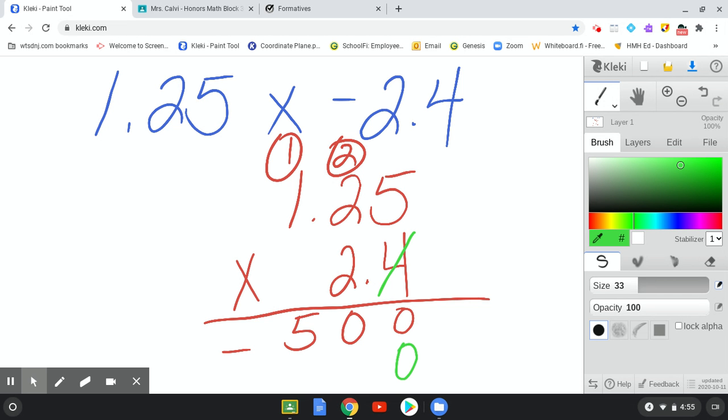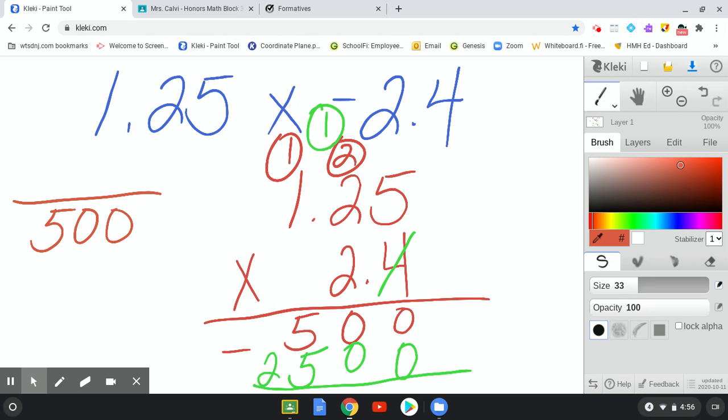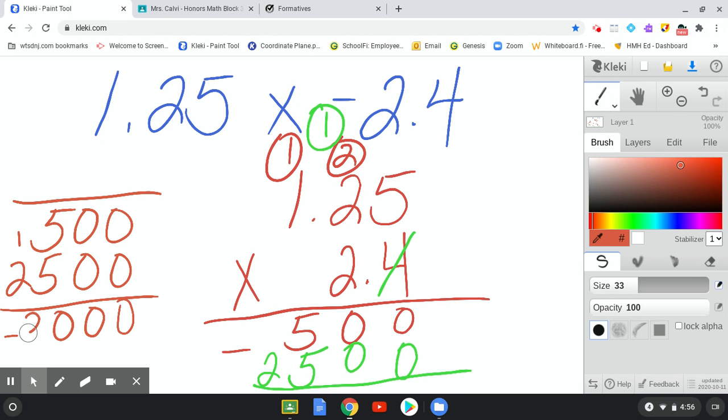I need a placeholder. I'm moving over to my 2. 2 times 5 is 10. 2 times 2 is 4, plus 1 is 5. 2 times 1 is 2. Okay? Kind of running out of room here. I'm going to actually rewrite it up here so you guys can see. So right now I am at this. And I know that my final answer is going to be a negative. So I'm going to add these. 0, 0, I get 10, and 3.